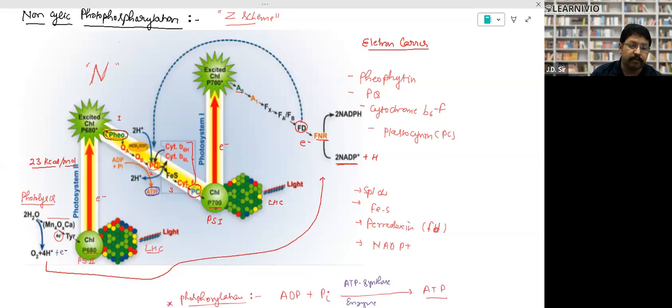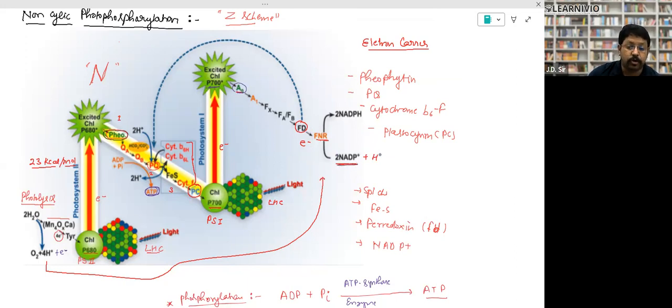From plastocyanin, it will reach photosystem 1. From photosystem 1, this electron will be excited and received by P700. From P700, right, it will reach the A0. There is an electron carrier, that is A0. From here, it will reach the ferredoxin, right? Ferredoxin, Fd. Now, from ferredoxin, it will reach FNR. This electron will finally be taken by NADP+.